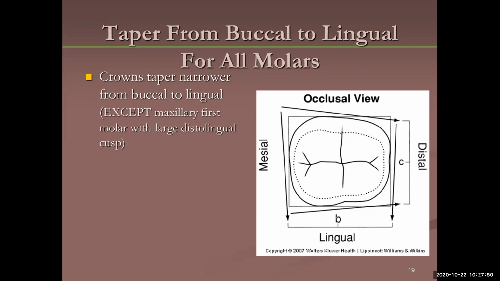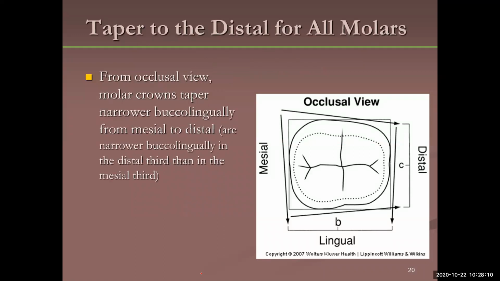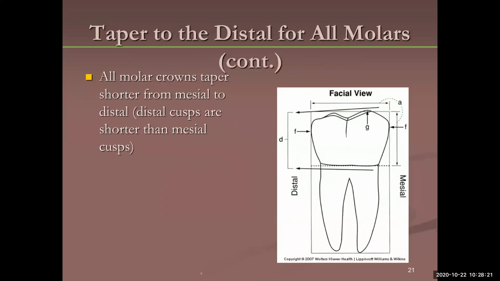What is the other tooth that we've talked about that might not taper narrower towards the lingual? Is it the second premolar? The mandibular second premolar that has 3 cusps, because it's got 2 lingual cusps. Very good. From the occlusal view, the molar crowns taper narrower buccal lingual from the mesial to the distal. They taper shorter. The mesial is a little bit higher than the distal.